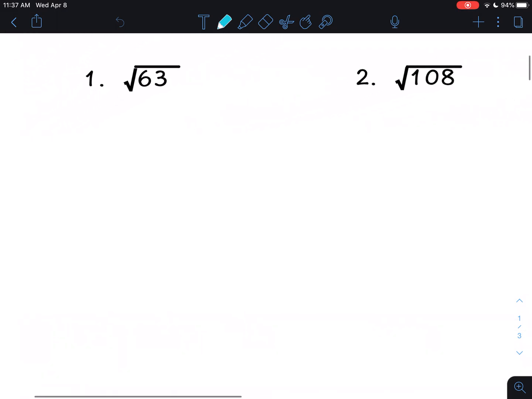As a quick review, when we simplify a radical, what we want you to do is break the number down into its prime factorization. We do that by using a factor tree. So 63 can be broken down to 7 times 9. 7 is a prime number, so that branch stops. 9 is not. 9 can be broken down to 3 times 3. Now 3 and 3 are both prime numbers, so we're done.